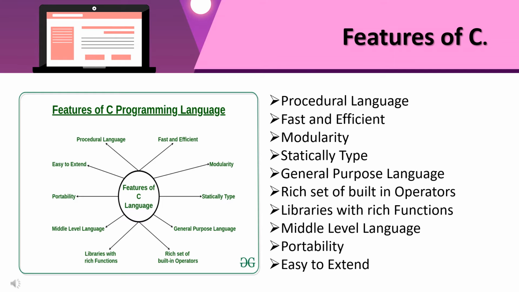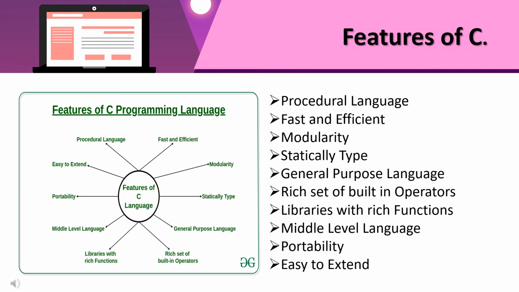Next comes the rich set of built-in operators. It is a diversified language with a rich set of built-in operators which are used in writing complex or simplified C programs. Robust libraries and functions in C help even a beginner coder to code with ease. Now, as it is a middle-level language, it combines the capabilities of assembly language and the features of a high-level language.